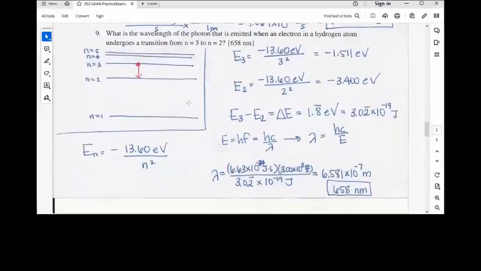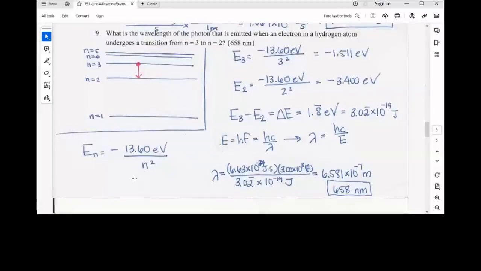9. What is the wavelength of the photon that's emitted when an electron in a hydrogen atom undergoes a transition from n is equal to 3 to n is equal to 2? So we spoke about this a little bit in class. This is the H-alpha transition. In order to figure out what wavelength corresponds with that, we can determine the energies that correspond with each of the available energy levels in the hydrogen atom.